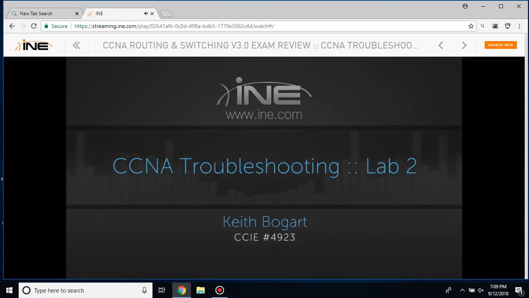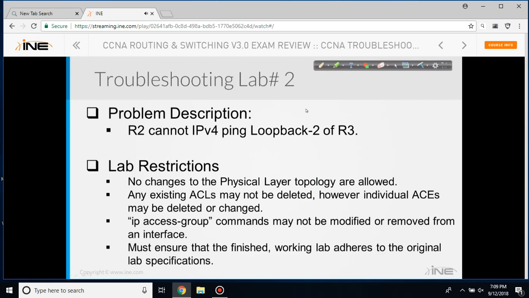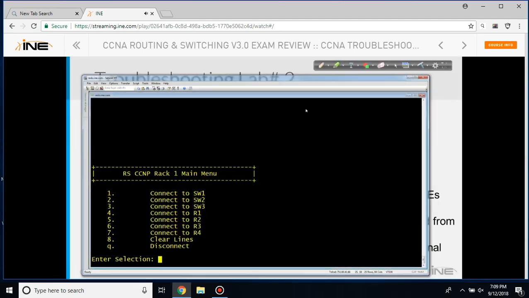And now we're going to move into troubleshooting lab number 2. If you haven't already done so, please load the OSPF working config back onto the device or devices that you detected the problem in the last troubleshooting lab that you did, and then proceed to load the troubleshooting lab 2 configs on all 7 devices. Same general problem description. R2 cannot ping the loopback 2 of R3. Let's verify that is still a problem.